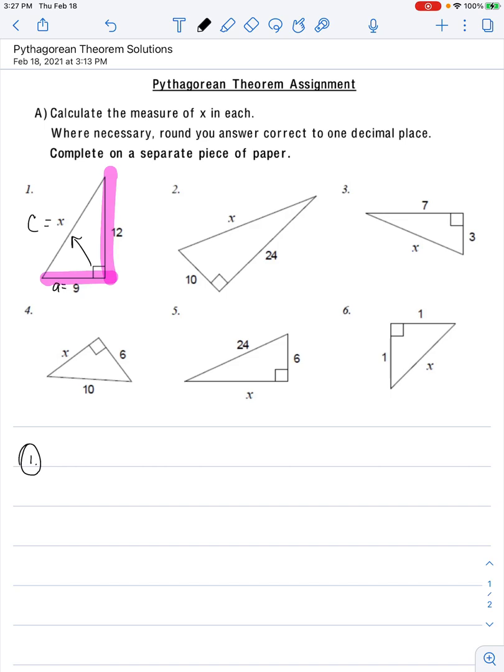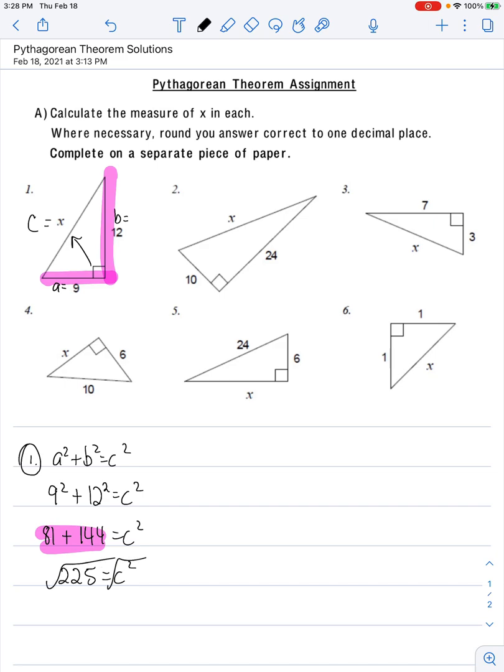So I'm going to label these A and B. A squared plus B squared equals C squared. I said A was 9, I said B was 12, equals C squared. So 9 times 9 is 81. 12 times 12 is 144 equals C squared. They're on the same side, so I do what it says. So I'm going to add 81 plus 144 is 225.